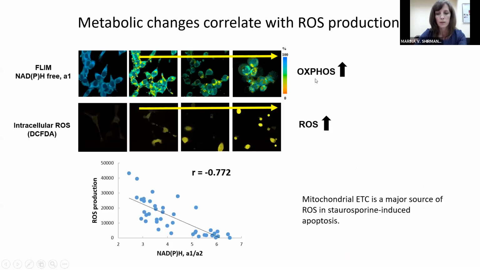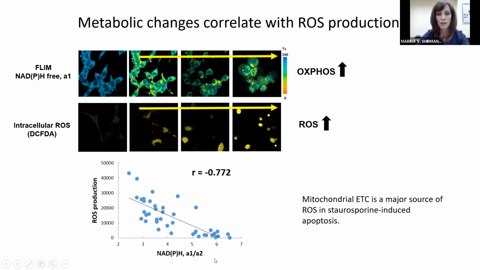Since cellular mitochondria is a major source of reactive oxygen species, it was rational to correlate the observed metabolic changes, increasing the oxidative metabolism, with production of intracellular reactive oxygen species using standard chemical dye, DCFDA. And we found that at the single cell level, these two parameters, NADH lifetime and concentration of ROS in the cells, correlate very well.